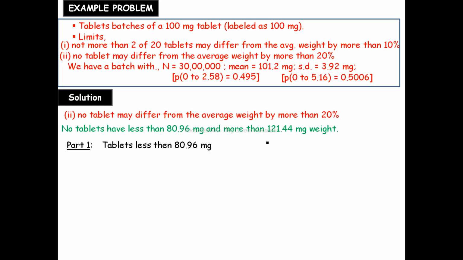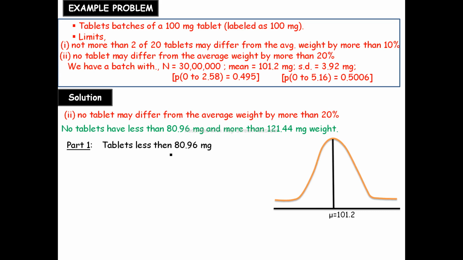Okay. So, tablets weighing less than 80.96 mg. Again we'll make this normal Gaussian curve. The mean value is 101.2. Now what is the weight over here? The X value is 80.96. Is this value less than the mean or more than the mean? Yes, it is less than the mean. So you need to make a line at the left hand side approximately. So this is the X value 80.96.